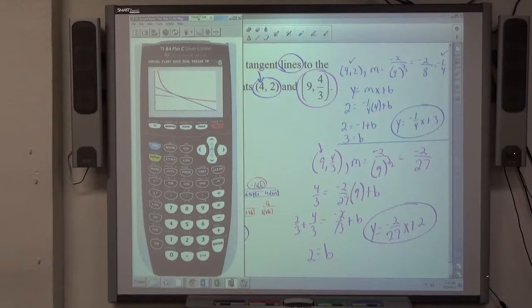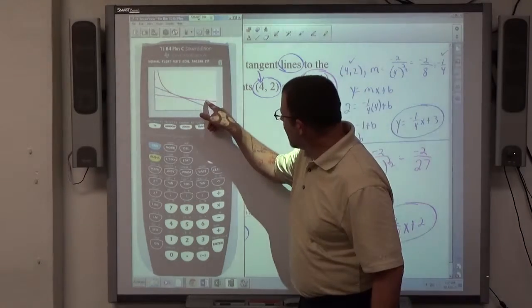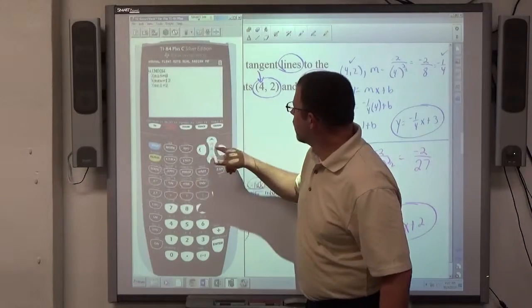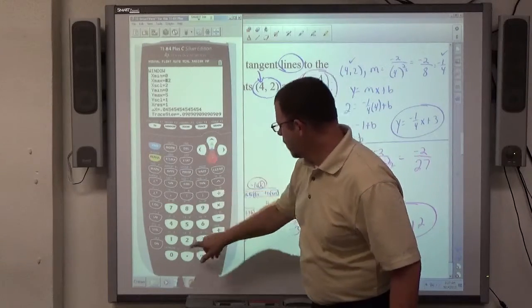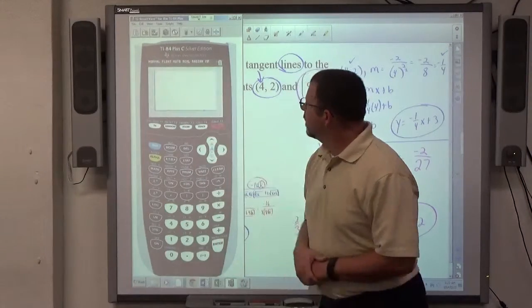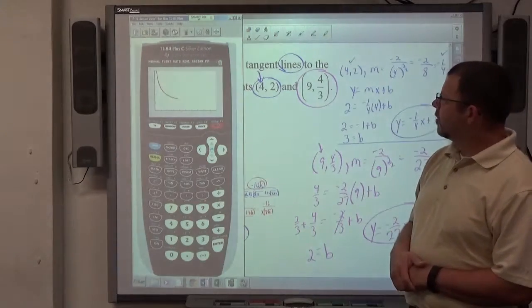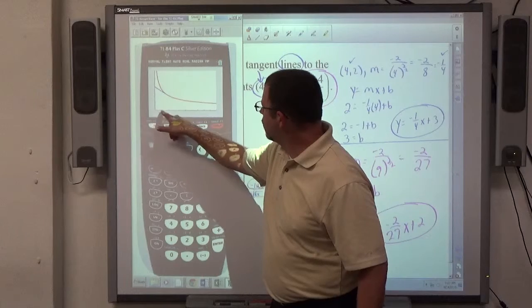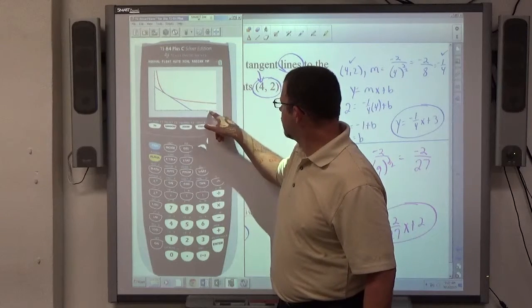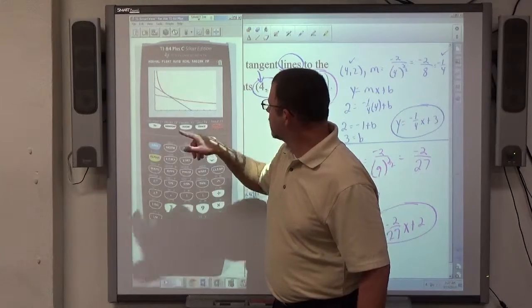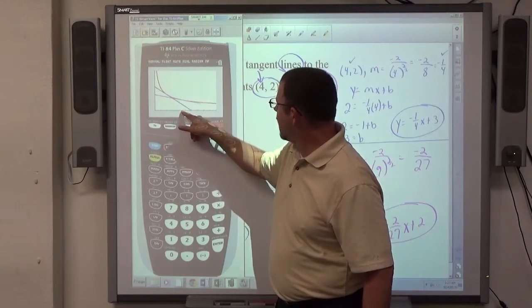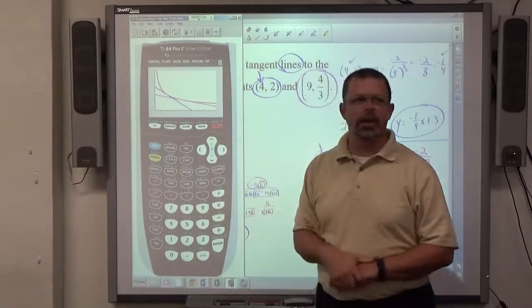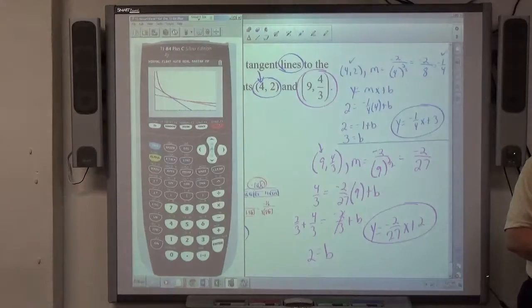The magenta graph should be going through 9, 4/3 and look tangent. And it sort of does. It's kind of hard to tell. We might even need to go a little further over here to see that one. Let's go up to 20 like it was originally. There's our original graph, 2, 4, 6, 8, 10, 12, 14, 16, yeah. 4, 2 is right there. 2, 4, 6, 8, 9, 4/3 is there. Both of them look really tangent to me, so that verifies that our answers are correct.